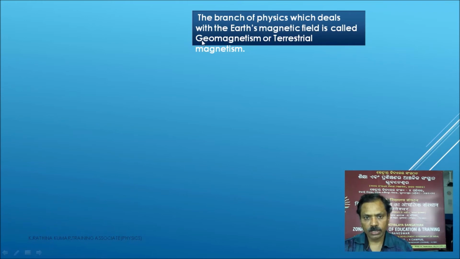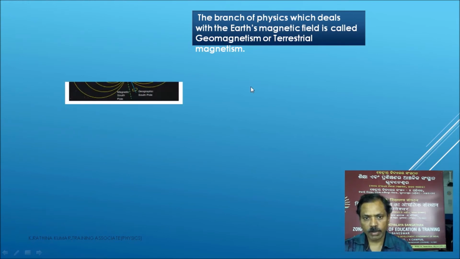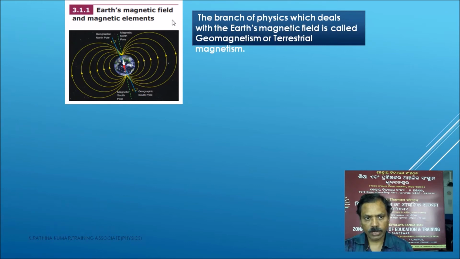The earth's magnetism is the branch of physics which deals with the earth's magnetic field, called geomagnetism or terrestrial magnetism. Terrestrial means earth only. So the study of the earth's magnetism can be called geomagnetism or terrestrial magnetism. The earth's magnetic field and the earth's elements are shown in this diagram. This is the earth and its magnetic field. The geographical north is the magnetic south, and the magnetic south is the geographical north.